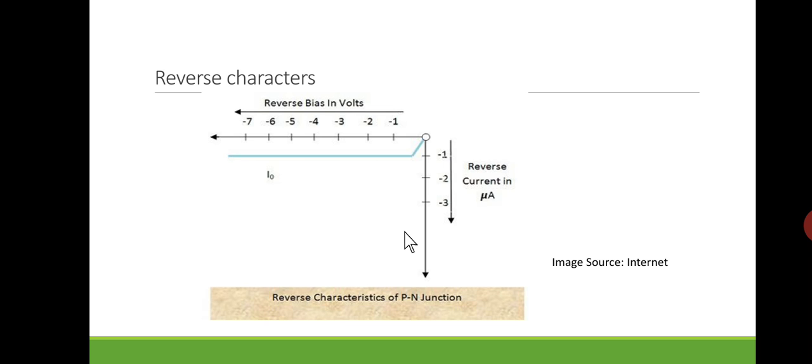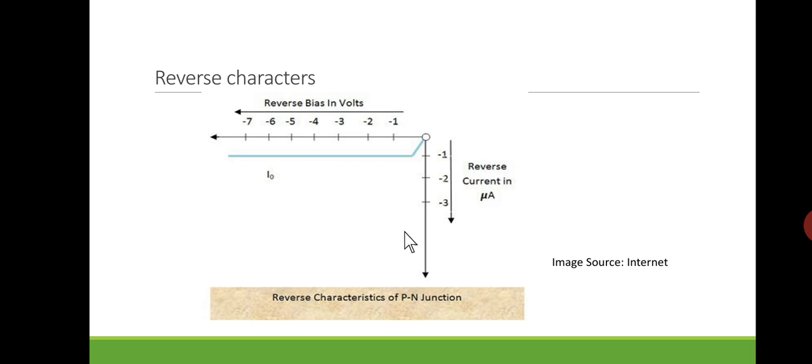Next, now move to the reverse bias characteristics. What do you mean by the reverse bias? Here in the reverse bias, we all know that when the diode is forward biased, it starts conducting. That means current is flowing from the positive end to the negative end. Whereas when the diode is in reverse bias, it does not conduct. That means you are not able to get any current.